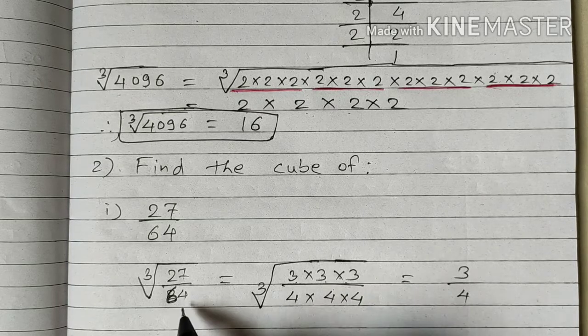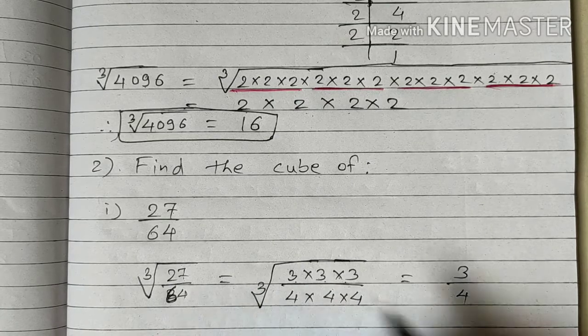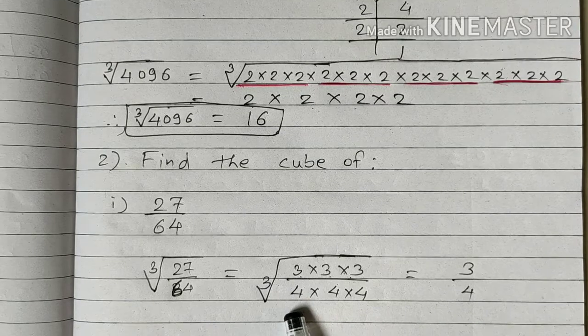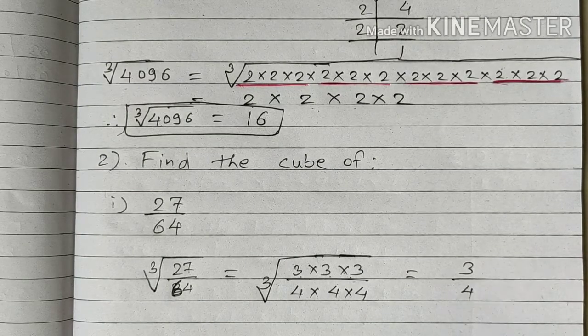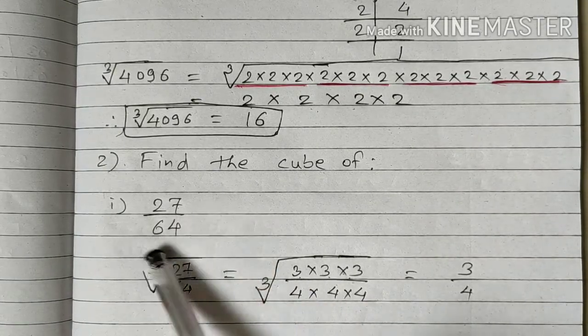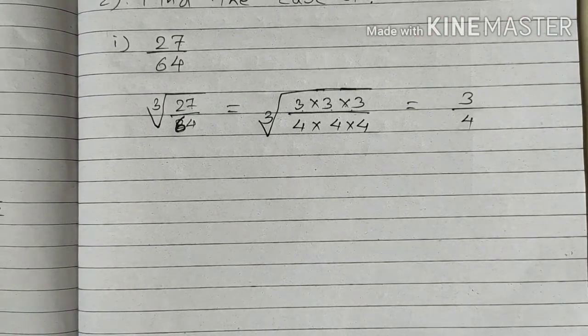In case you don't know whose cube is this 64, you can go for the prime factorization method. No problem in that. Instead of writing 4 into 4 into 4, you can write 2 six times. Got it? Again you will get the same answer. So I think that you should learn the cubes of the numbers of at least 20, so that in a very easy way you can find out the final answers. Okay, then next example.